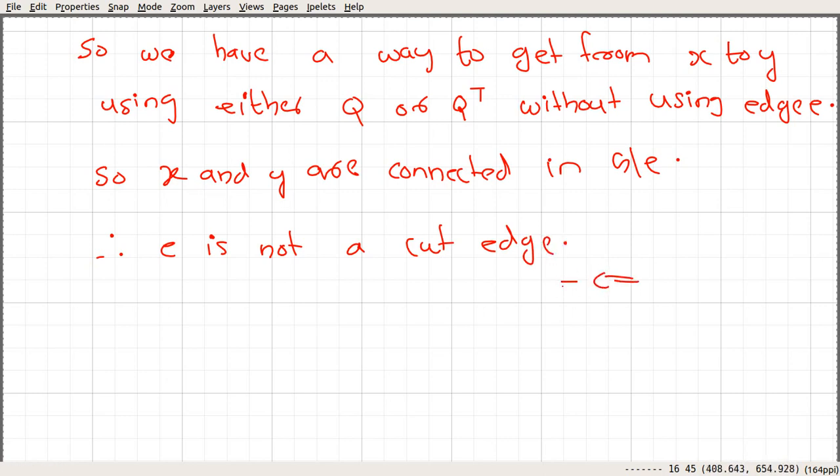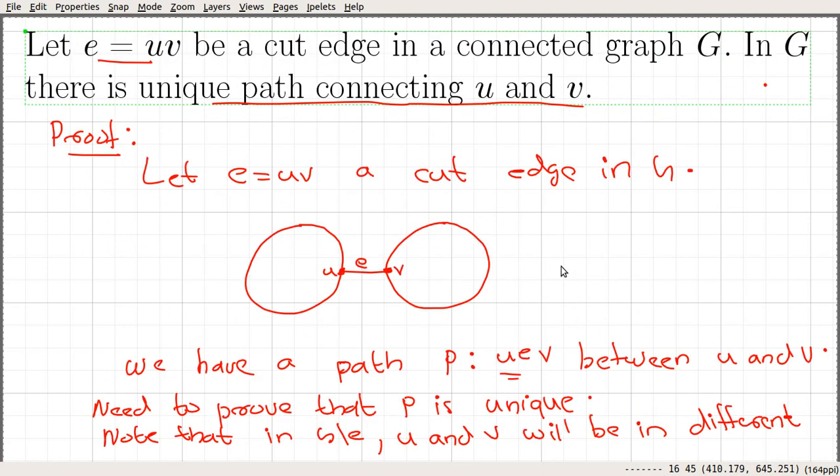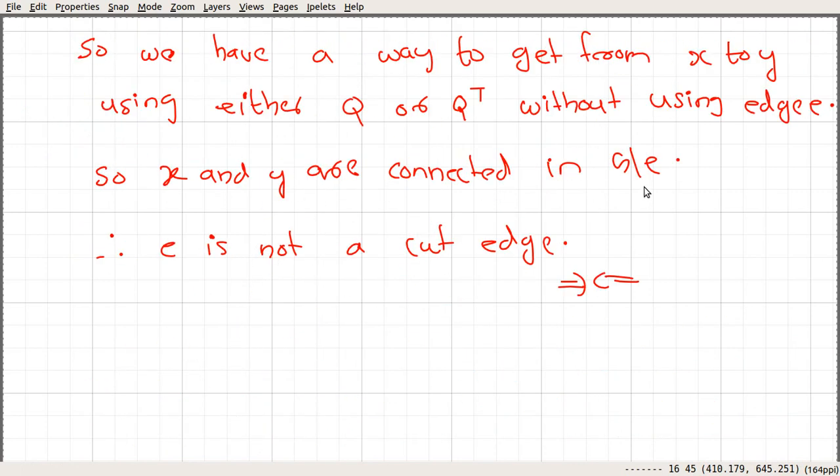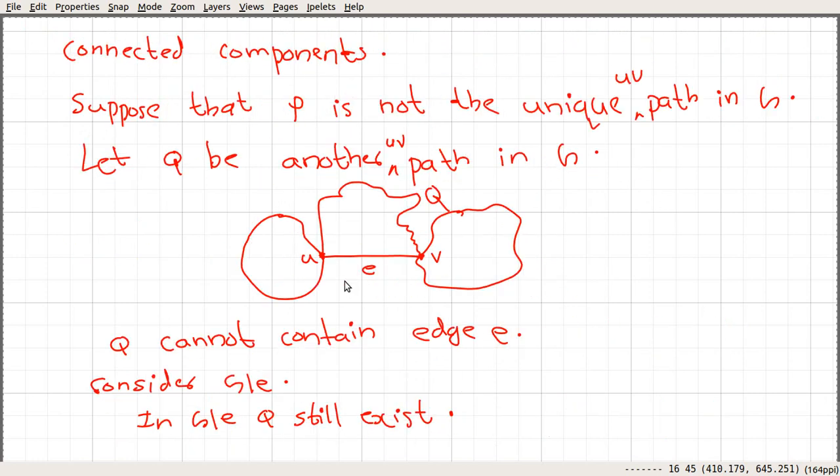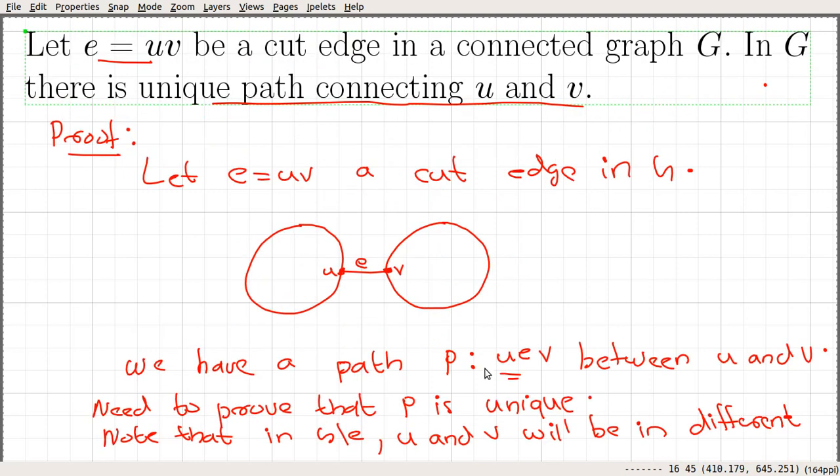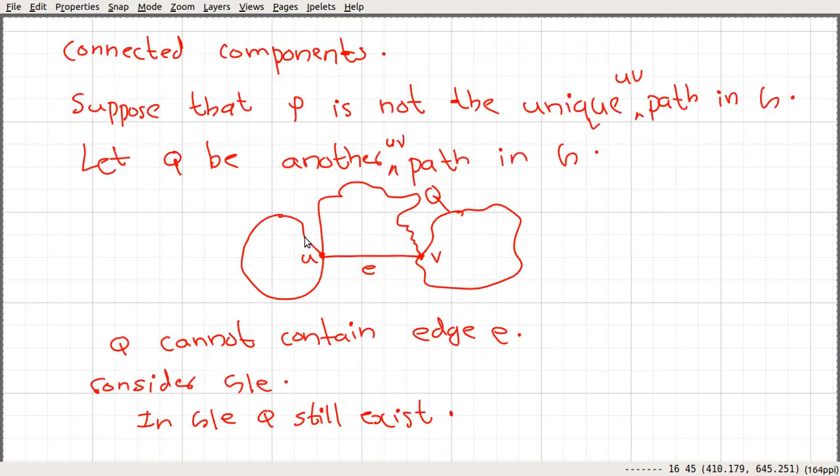So we get a contradiction. We started by assuming E is a cut edge in this graph, and here we arrived at this contradiction because of this assumption: P is not a unique UV path in G. So that says our assumption is wrong, and this P is going to be the unique path in the graph G, and that path is this thing, from U to V using this edge. And that's the proof.